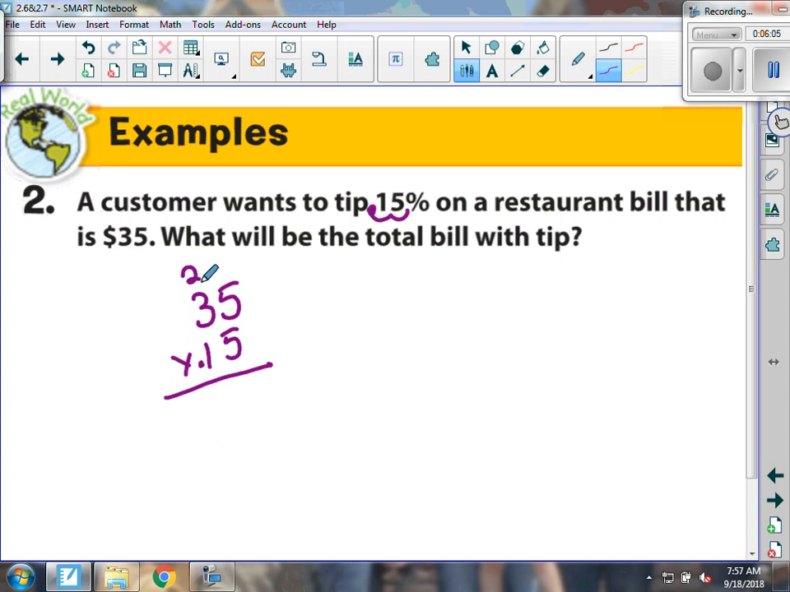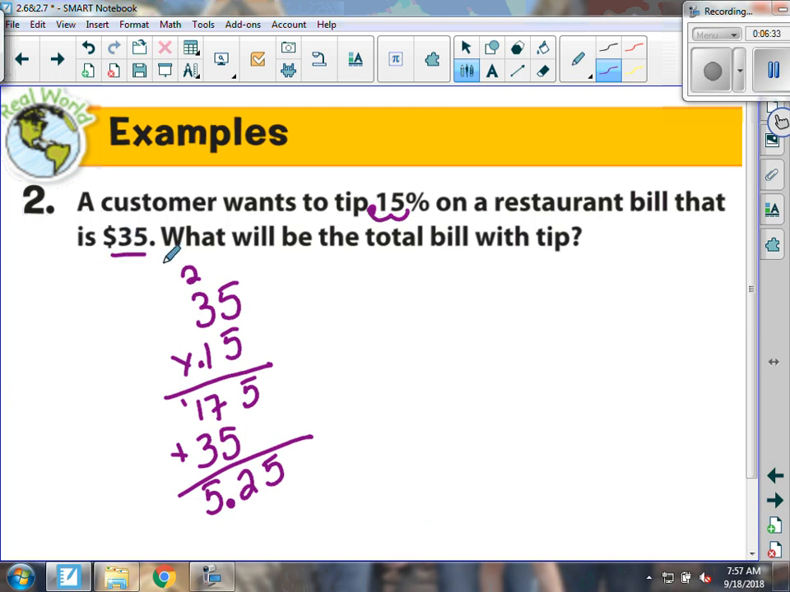5 times 5 is 25. 5 times 3 is 15 plus 2, 17. 1 times 5 is 5. 1 times 3 is 3. So I bring down my 5. 7 plus 5 is 12. 3 plus 1 is 4, plus 1 is 5. I have 2 decimal places. So we're going to pay a $5.25 tip.